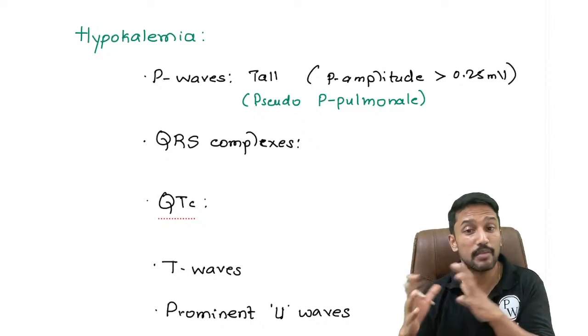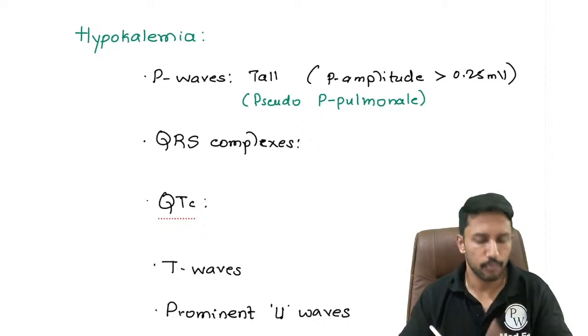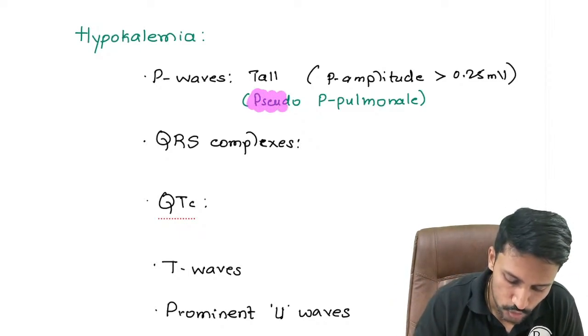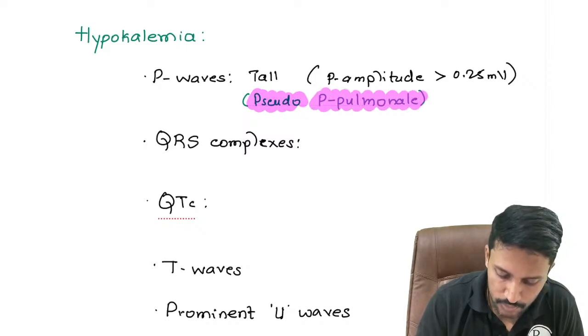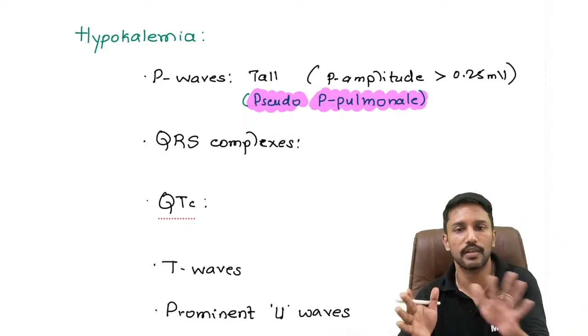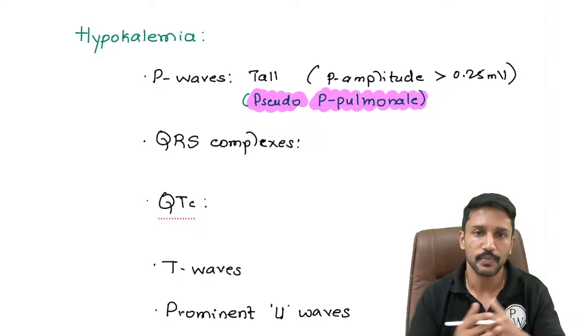That's why we call it P pulmonale. But hypokalemia can also cause it, so we call it pseudo P pulmonale. This is an MCQ that has been asked in the NEET PG. Where do you get pseudo P pulmonale? We get it in patients with hypokalemia.